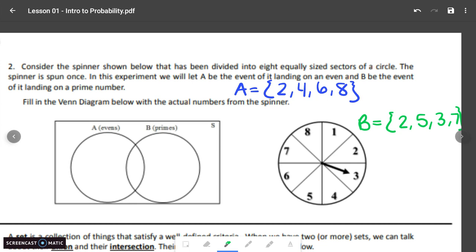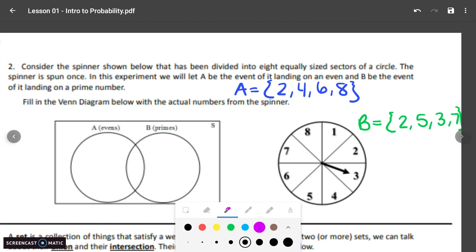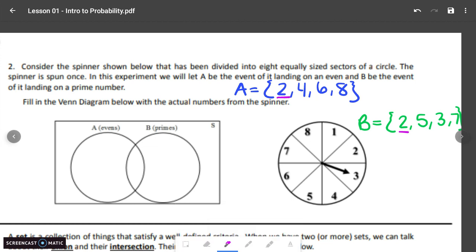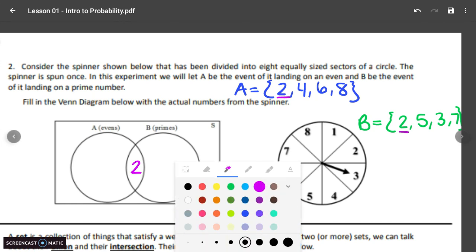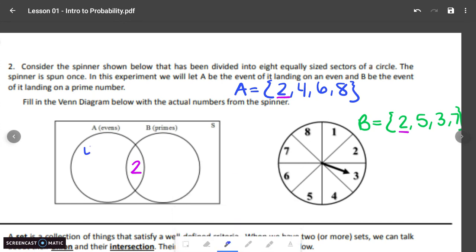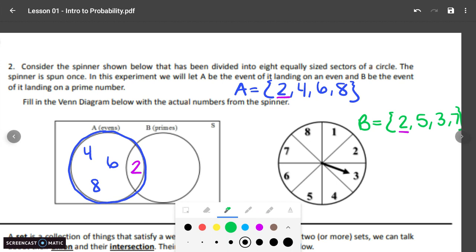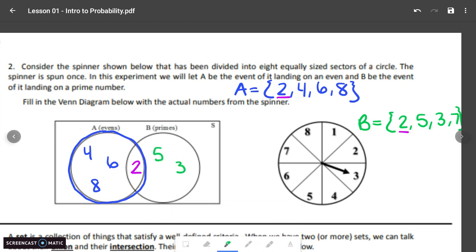Now we're going to fill in the diagram with the actual numbers from the spinner. So we have evens and primes. The first thing I want you to notice is that there is one that overlaps. There's only one number that's an even and a prime, so that goes in the overlapped section of both because it satisfies both. Then for the evens, we have the 4, the 6, and the 8 still. That whole circle is the evens, which is why the 2 is still okay. And then for the primes, we have 5, 3, and 7. Again, that whole circle makes up the primes.